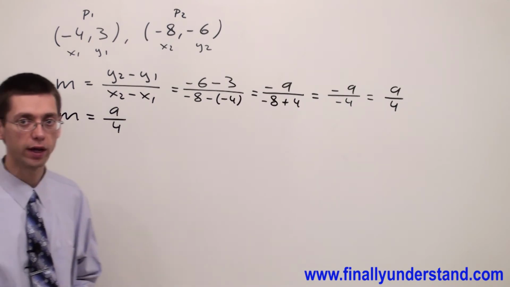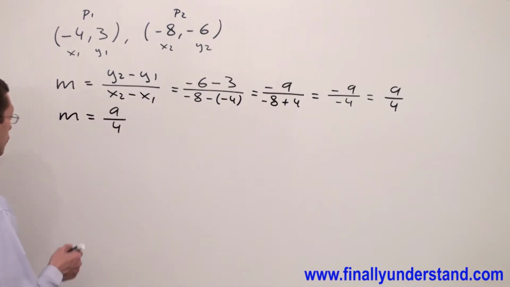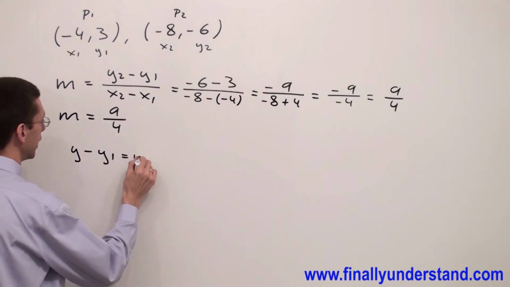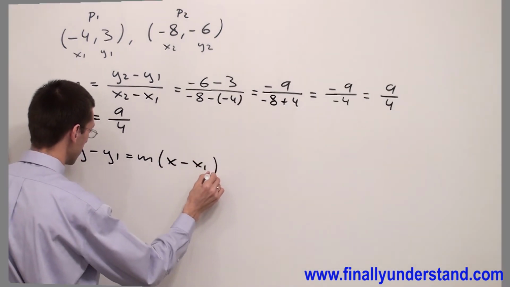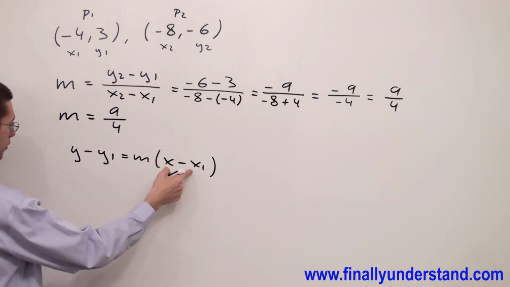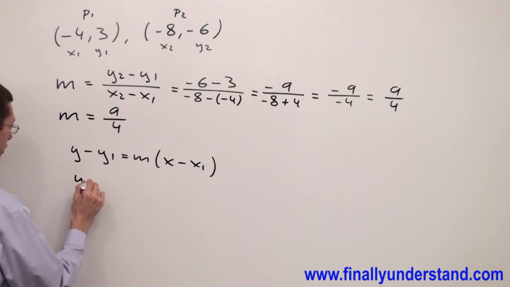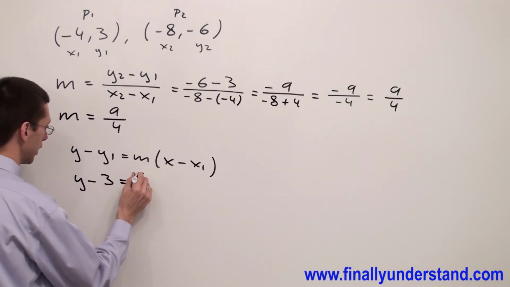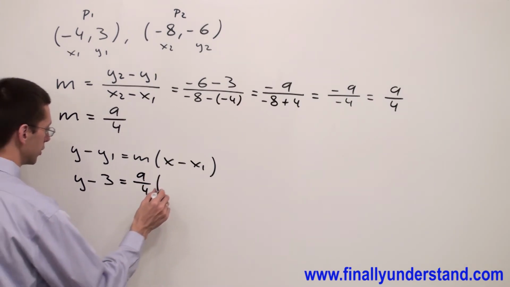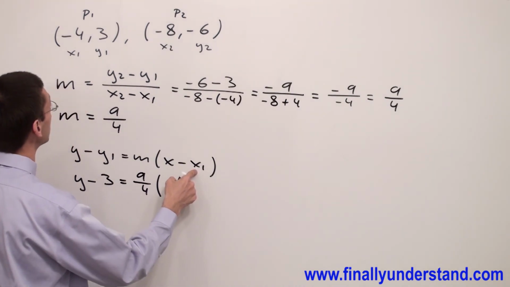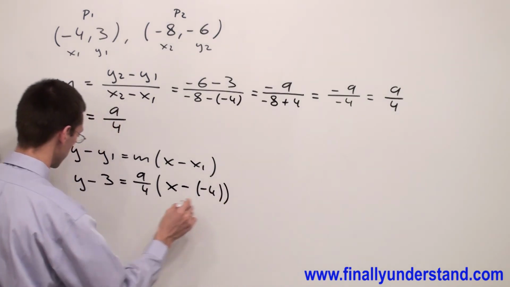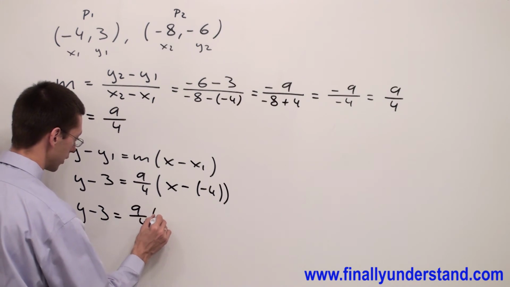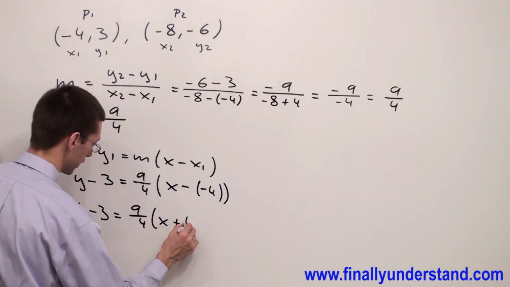In order to determine the equation of a line, we're supposed to use point slope form. And you're supposed to remember this formula, which is y minus y1 equals m times x minus x1. Now we're supposed to simply substitute the variables with the numbers. So y minus y1, which is equal to 3, is equal to m, your slope, which is 9 over 4, times the parentheses x minus x1, and x1 is equal to negative 4. We have y minus 3 is equal to 9 over 4 times x, negative times negative gives me positive, plus 4, okay?